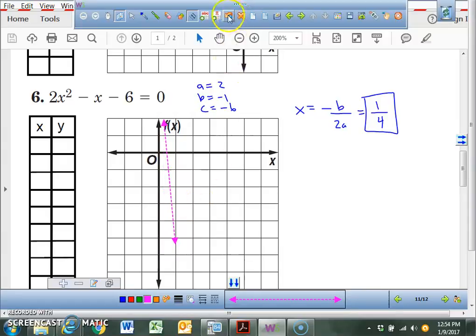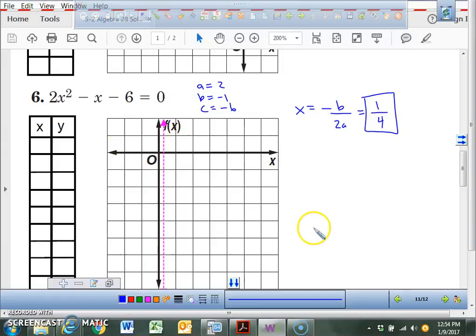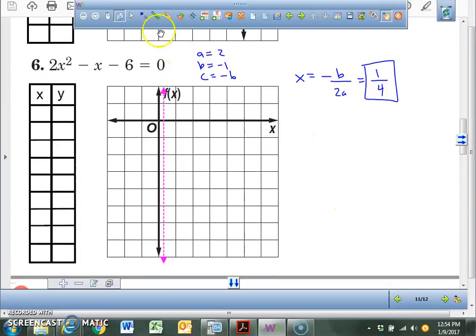Okay? That's not precise. That's not bad. Okay, right there. There's your axis of symmetry, which means all the points would be symmetrical across this line. Okay? All right. So, 1, 2, 3, 4, 5. I'm going to write 1/4.